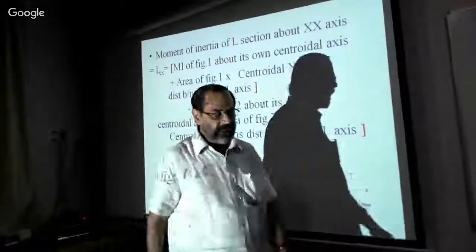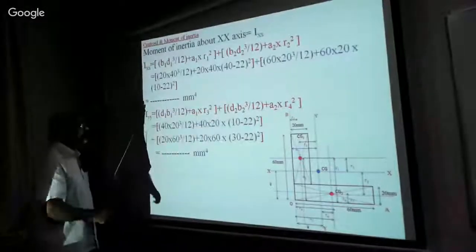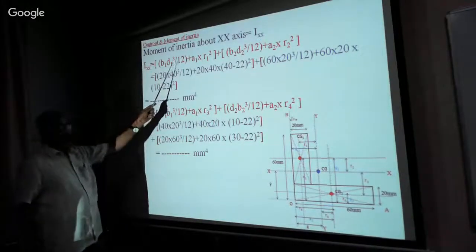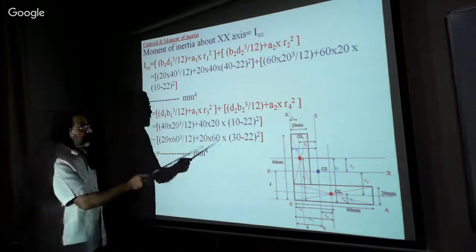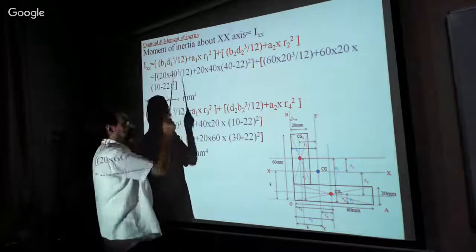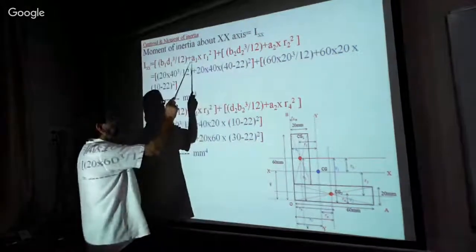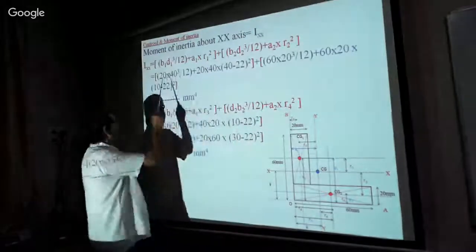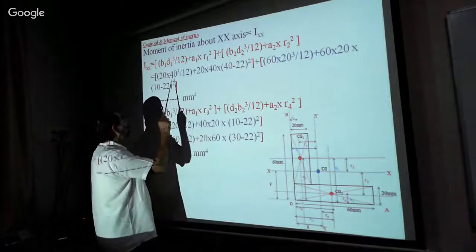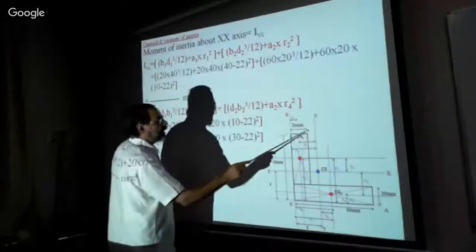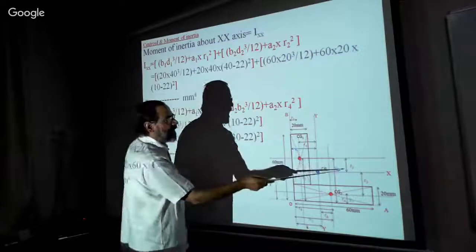And similarly, if you go ahead, it is described like this. Now see, this is bd cubed by 12. I already told you, for the rectangular section it is bd cubed by 12. For section 1, it is b1 d1 cubed divided by 12, plus area 1, that is bd. Now we substitute the values: it is 20 by 40, so 20 into 40 cubed by 12, plus A1, 20 into 40, plus this distance R1 squared.